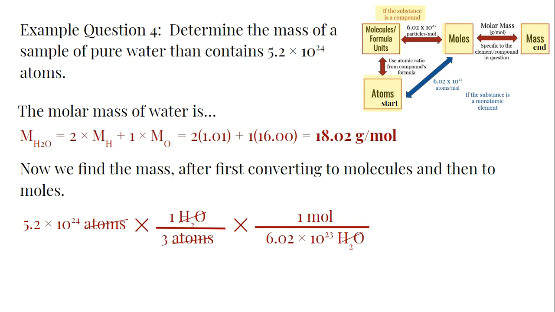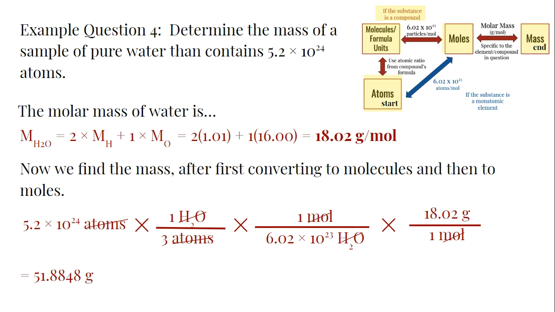Finally, we can convert from mole to mass using the molar mass of water. The molar mass, the 18.02, is going to go on the top of our conversion factor, and the 1 mole on the bottom. Moles are going to cancel, and we're left with mass, grams, which is what we wanted. So now in your calculator, 5.2 times 10 to the 24 divided by 3 divided by 6.02 times 10 to the 23 times 18.02 gives you 51.8848 grams.